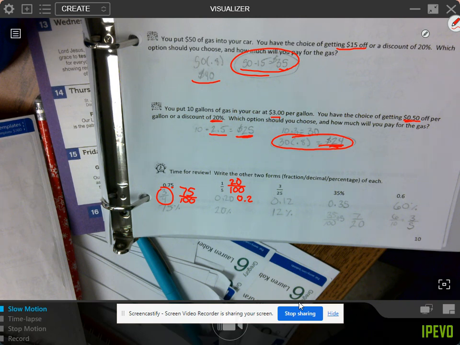For 3/25, again, magic number, denominator of 100. 25 times 4 gets us 100. So 3 times 4 is 12. So my decimal is 0.12, and it is 12%.